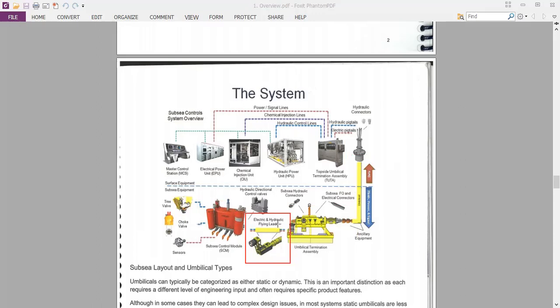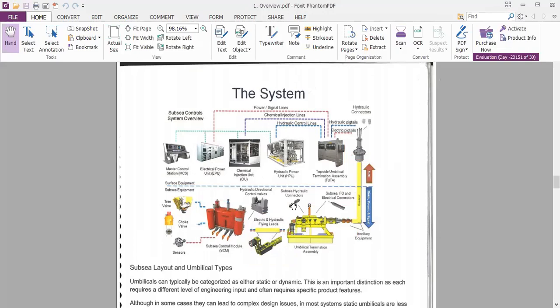If you look at it here, you will see the line in blue and red. Can you see it? Blue and red, yes, I can see blue and red. So blue means hydraulic, red means electrical. Exactly.